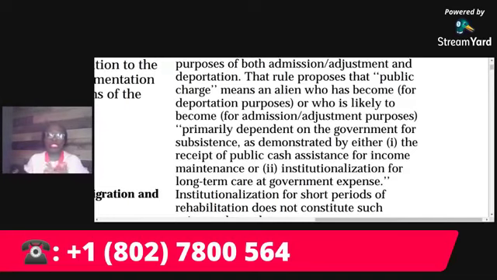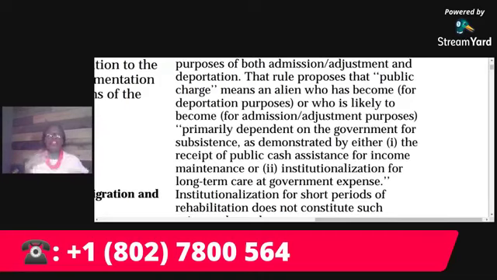So the definition just meant, number one, you were receiving public cash assistance for income maintenance. For example, every month you were receiving money from the government, saying, I'm not working, give me, say, $200 every month. That was public cash assistance. That constituted public charge. You were a burden on the U.S. And for the purposes of the public charge inadmissibility statute, you were not admissible to the U.S.